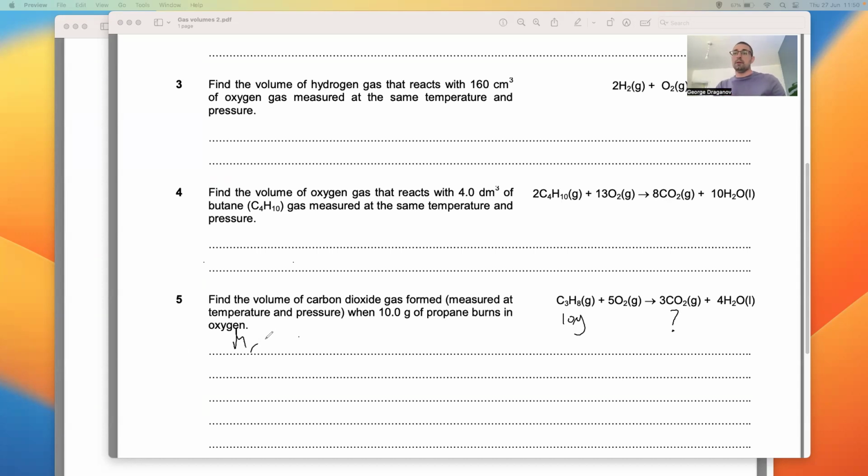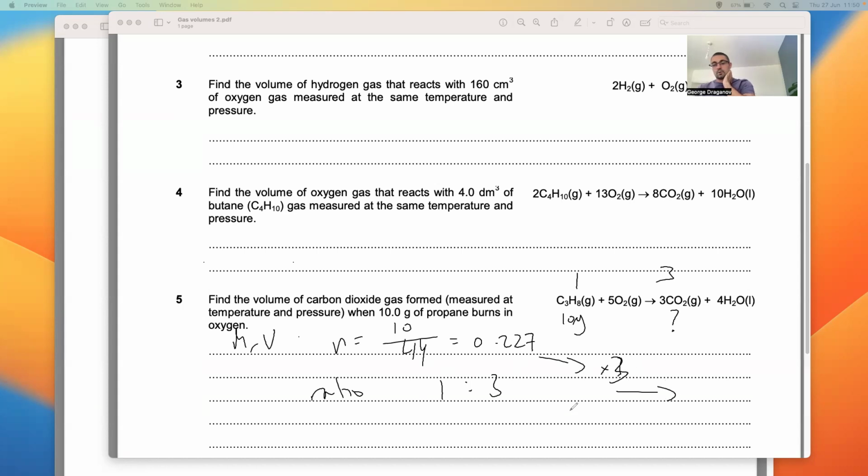So if you remember Mr. V, moles ratio volume, moles is mass over MR from the very first beginning. So MR of this is 12 times 3 plus 8 times 1. So that's 44. So that gives us this many moles. The ratio, so Mr. ratio is 1 to 3. So that means we have to triple this. When you triple it, you get 0.681 with a bit of rounding.